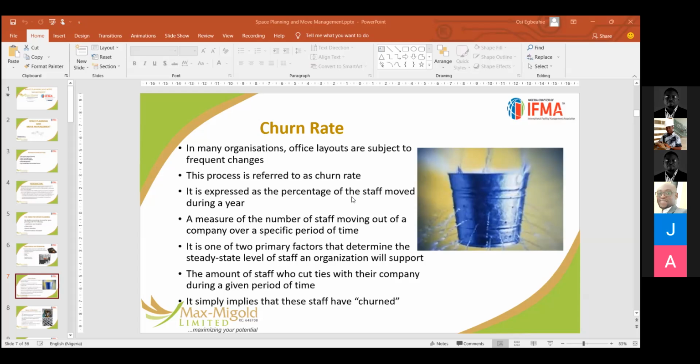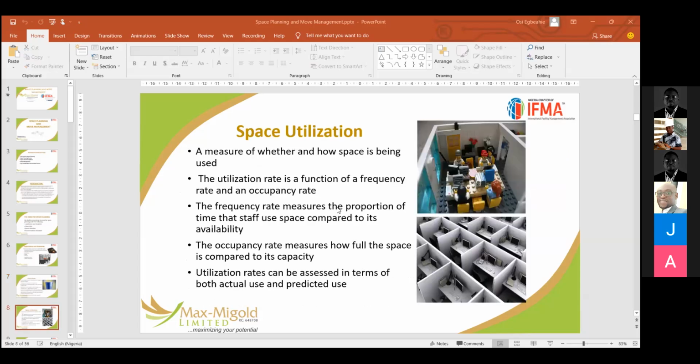And if the company is shrinking, you will also be able to advise management to say, oh, this space is becoming too large for us. We need to get a better space.